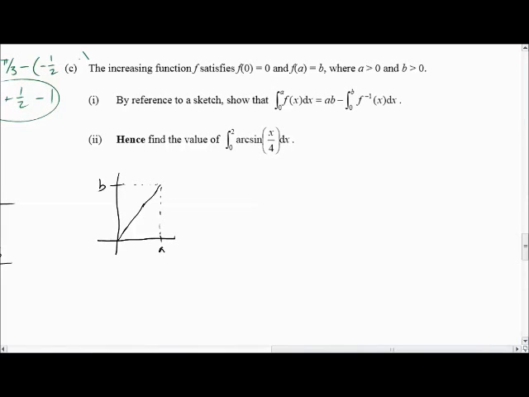So the integral from 0 to a, that's this area right here. That's the integral of f of x from 0 to a, so that's the black. Okay, equals a times b, so that's the rectangle. Okay, so there we go. So this is ab.